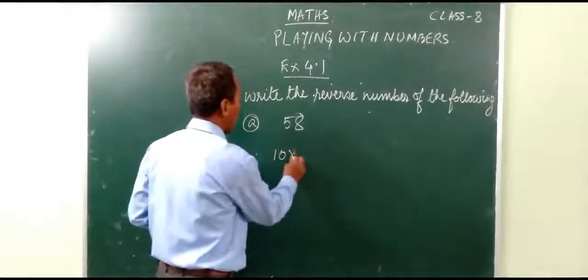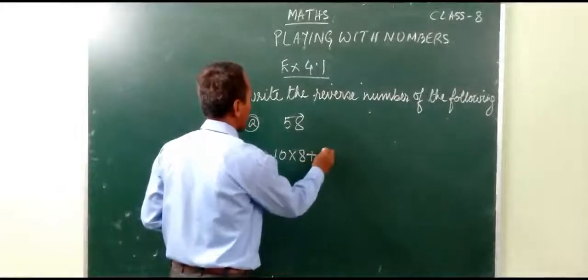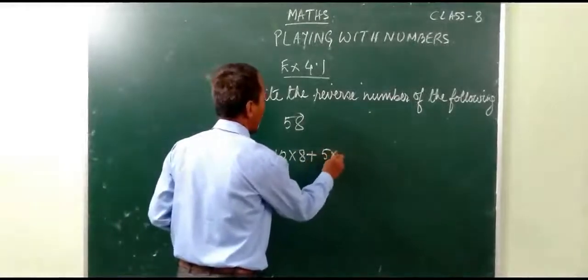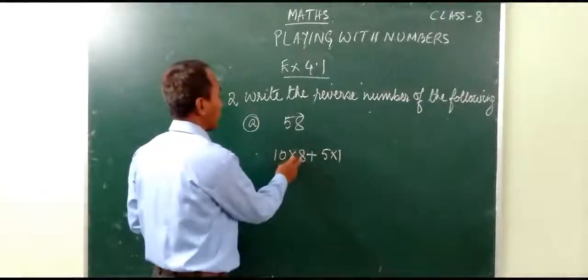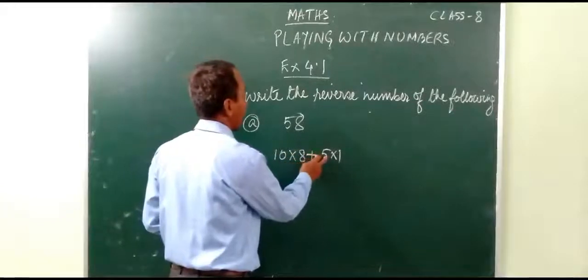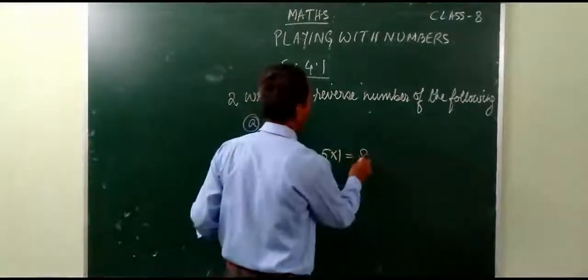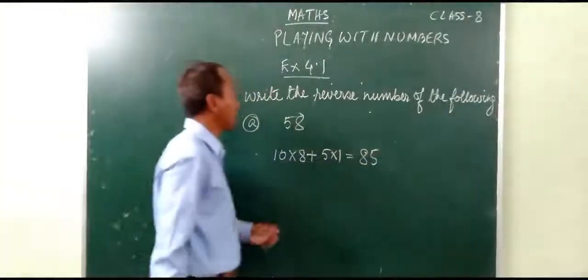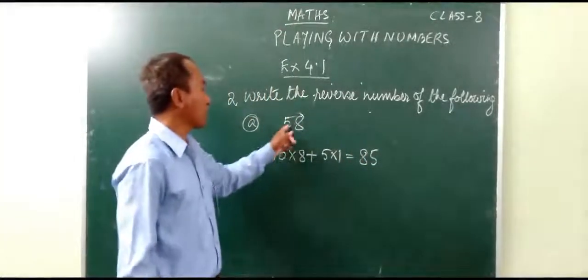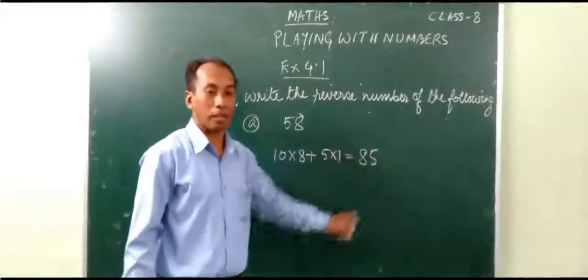10 into unit place plus 5 into 1 into tens place is equal to 85. So what is the reverse number of 58? The reverse number of 58 is 85.